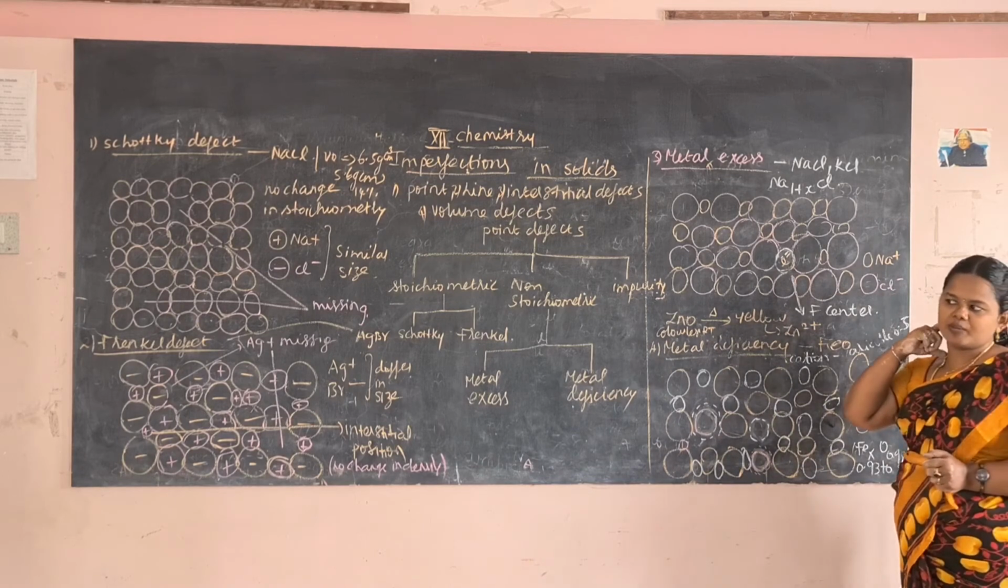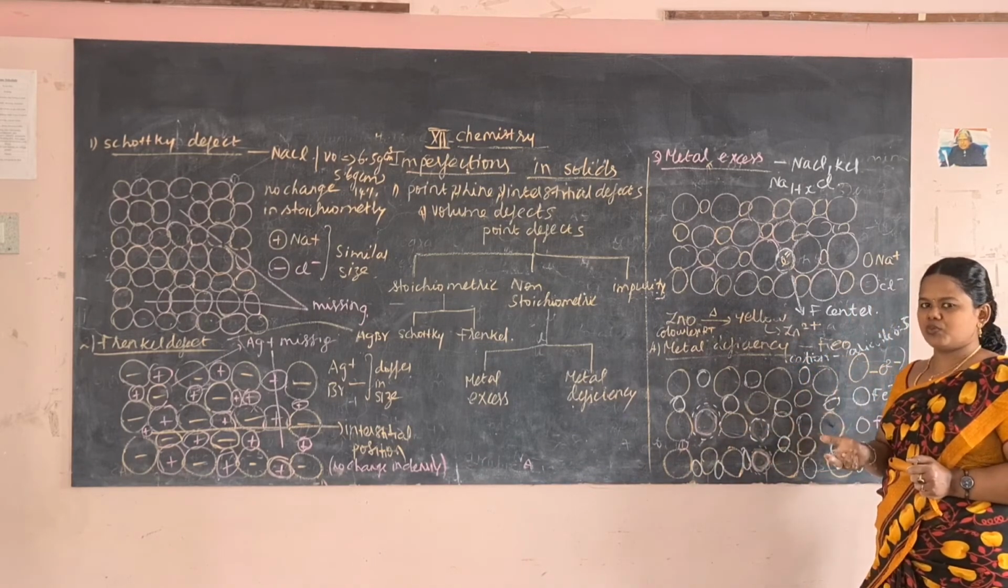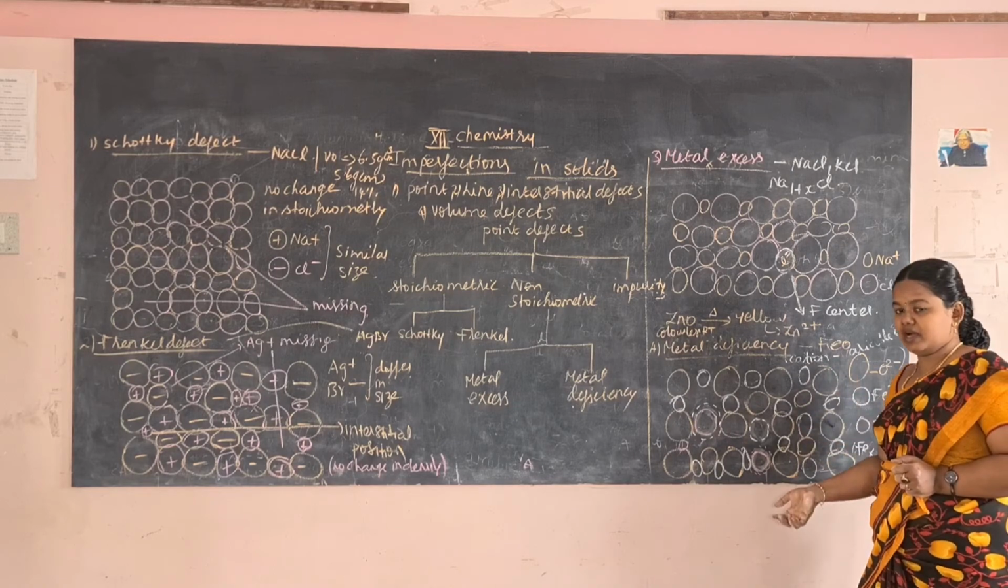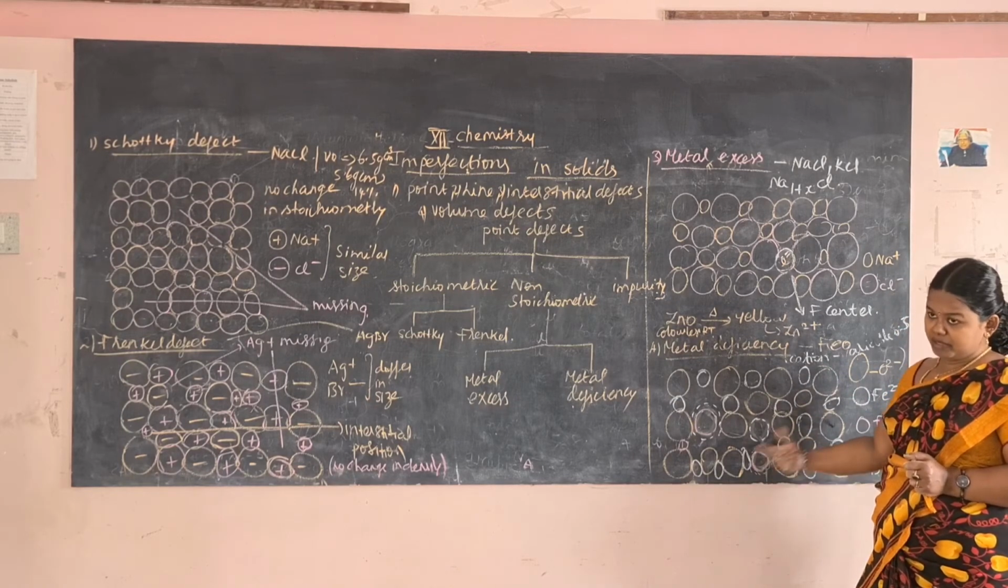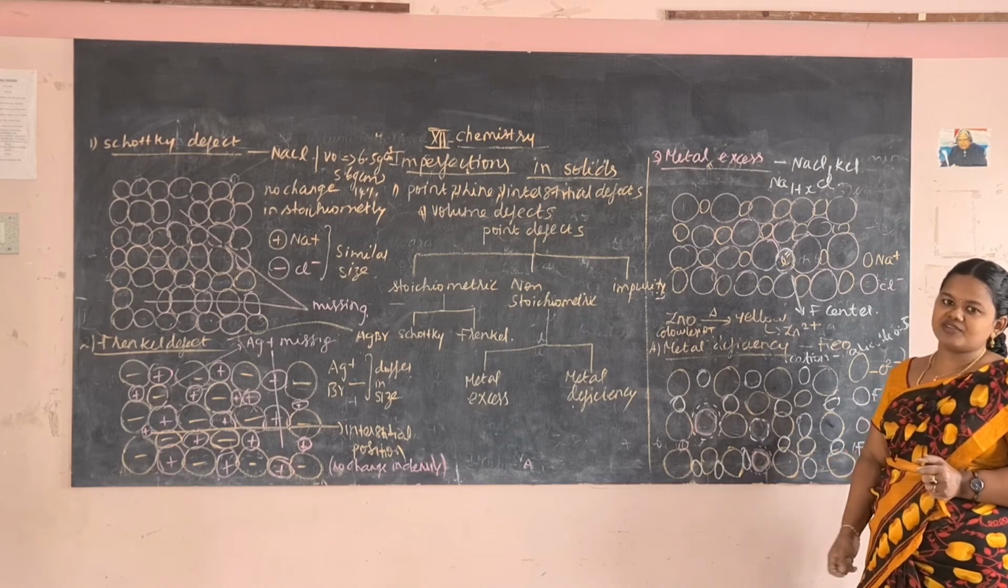So when you count the number of Fe2+ and Fe3+ and O2-, the number of cations, the number of metal ions, will be lesser than the number of anions. So only it is known as metal deficiency defect.